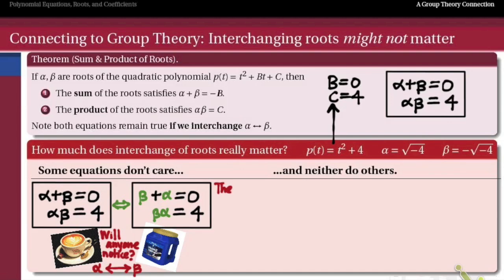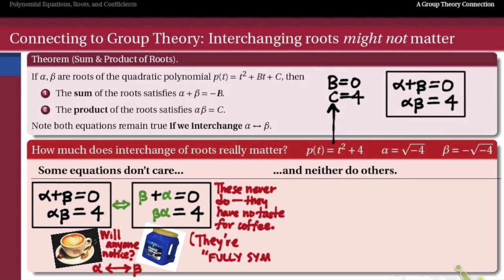So when we trade out the gourmet coffee for the instant coffee, these two equations never notice. These are the least fussy diners in the dining room, right? You can pull it over on them every time. They have no taste for coffee. Mathematically, we call these equations fully symmetric. In other words, any order in which I switch out alpha and beta is going to lead to an equivalent equation. But of course, there are going to be fussy diners in general. So here's a diner that looks like it might be very fussy. This equation doesn't look like it ought to be symmetric with respect to an interchange of alpha and beta.